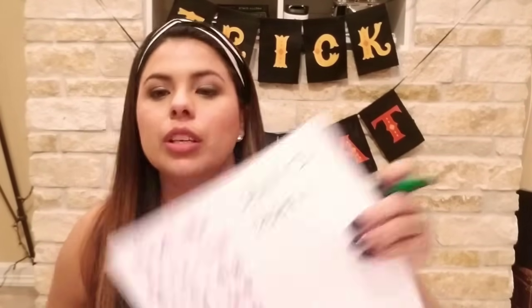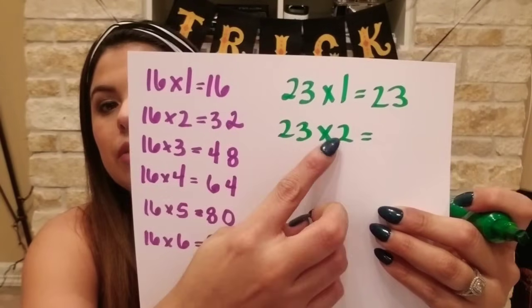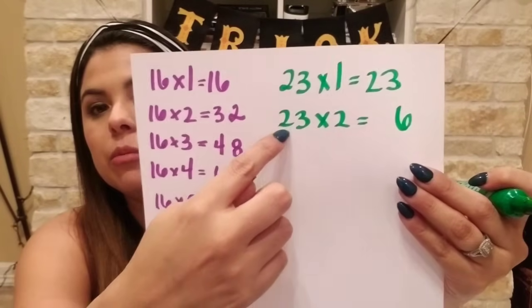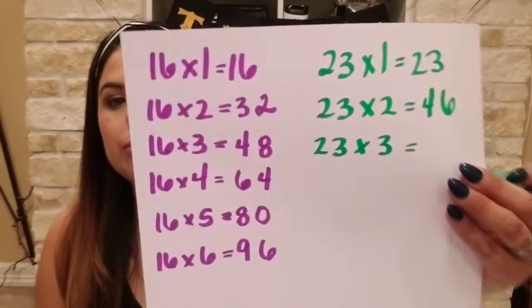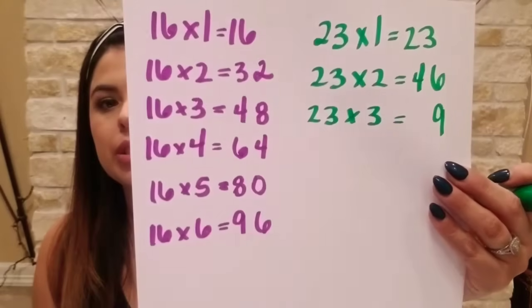Okay? Next, I'm going to do 23 times 2. Okay, so that's what I have right now. And I have to think to myself, 2 times 3 is 6. Okay, and then 2 times 2 is 4. So we have 46. Okay, I'm going to keep it moving. 23 times 3. Okay, 3 times 3 is 9. And then 3 times 2 is 6.